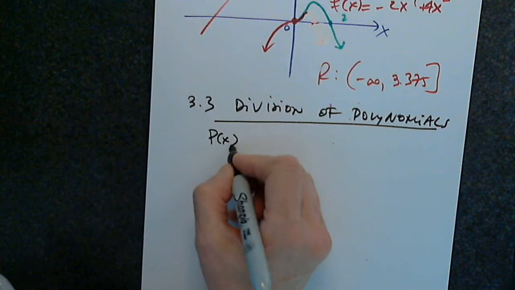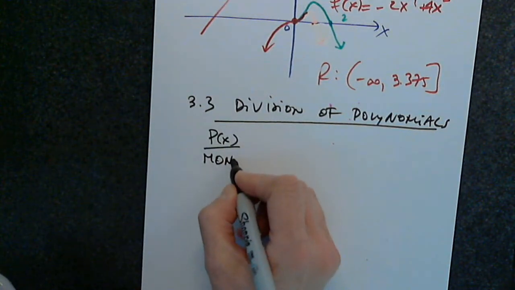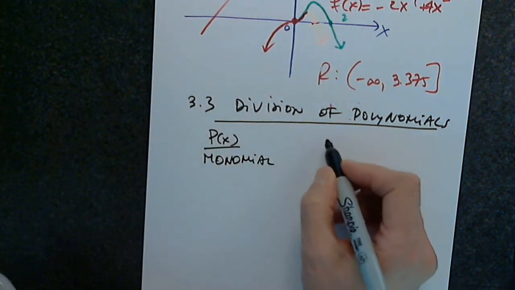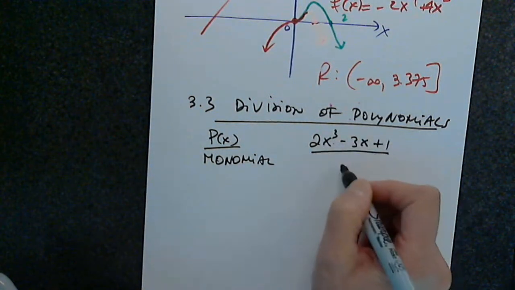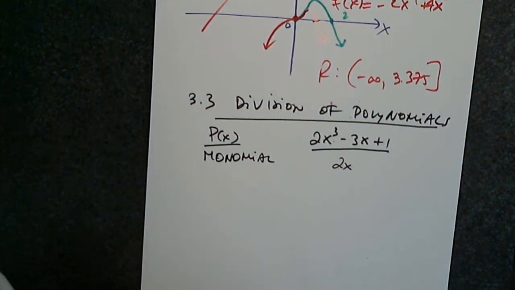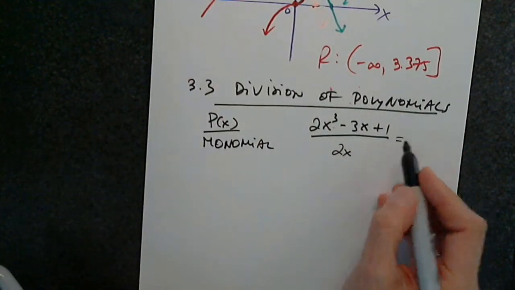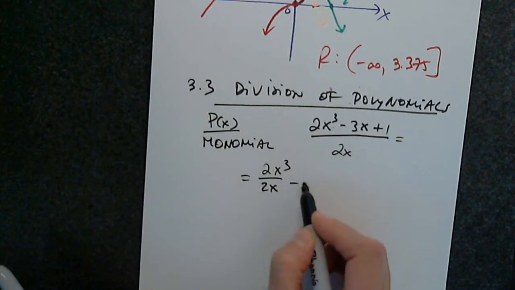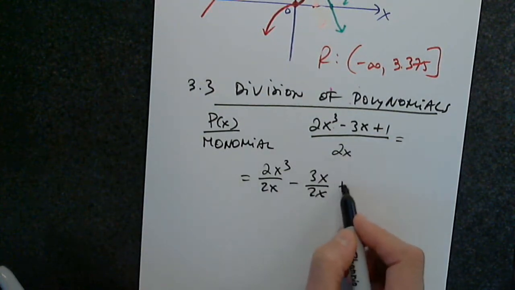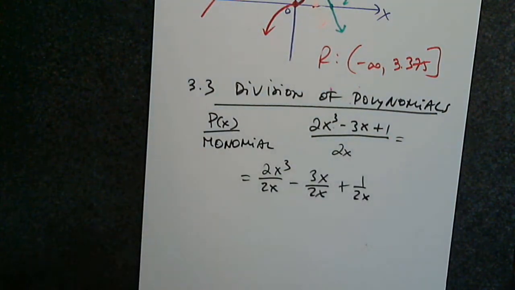If we divide a polynomial by a monomial, like for example 2x cubed minus 3x plus 1 divided by 2x, the only chance we have is to split the fraction: 2x cubed over 2x minus 3x over 2x plus 1 over 2x. That's our only hope. We separate it into 3 fractions, and we simplify each and every one by itself.